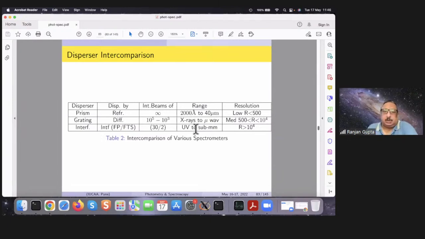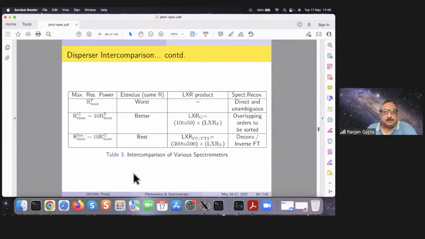And finally, the high-resolution instruments. I will only touch one particular part, the 50 micron, which will be ultraviolet to submillimeter. And of course, the resolution coming out from this is much higher than 10,000. So this is the table continued. If this is the R, that same maximum resolving power, it is 10 times better for grating. And this is 10 times better than this. So this and this are 100 times better.